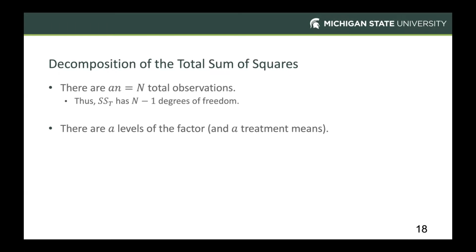Okay? To that end, there are A levels of the factor or A treatment means, and in the example that we're working with right here, we know that A is equal to 3, which basically means that we have 3 groups. And so as a consequence, we can look at that sum of squares for the treatments term, and that basically has A minus 1 degrees of freedom associated with it, which means in order for us to calculate the sum of squares for the treatment, we'd need at least 2 groups.